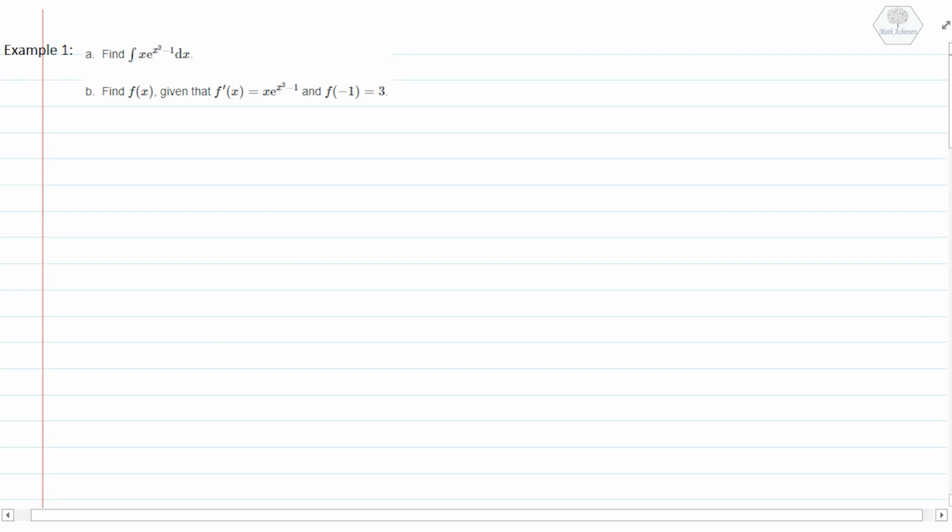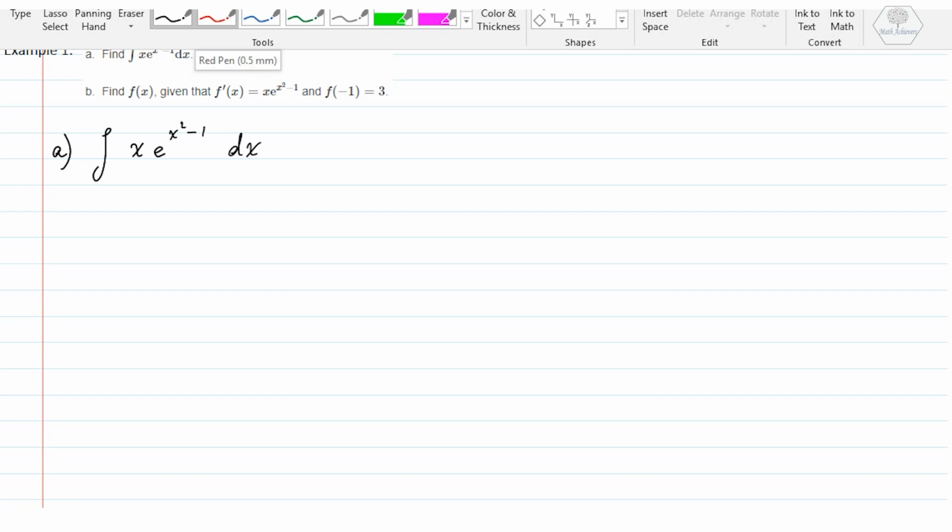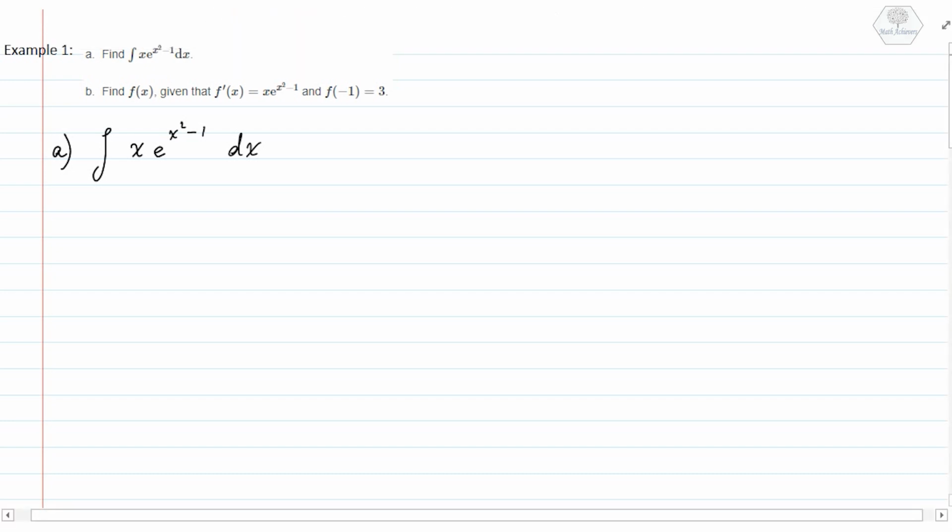Let's see this example. Part A, find the integral of x times e to the power of x squared minus 1 dx. So part A, I want to find this integral, x e^(x²−1) dx. As you can see, I want to integrate having two functions multiplied by each other. So I need to find values for the u.